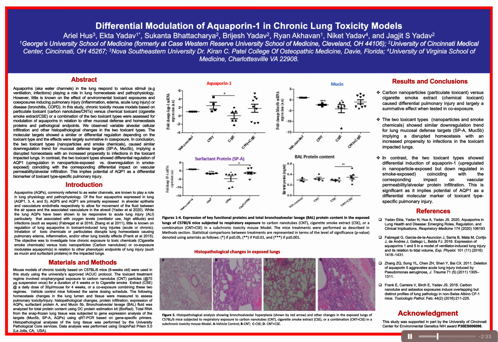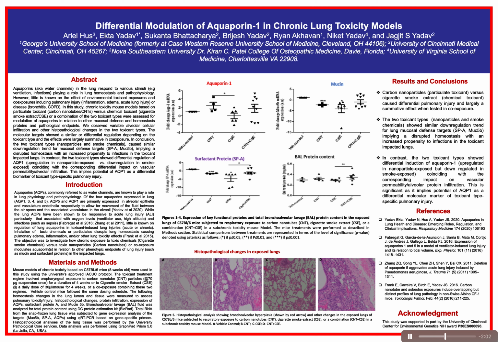Methods. Our study used a strain of C57BL/6 mice, which were exposed to either CNT, CSE, or a combination of both in a subchronic toxicity mouse model. The oropharyngeal exposure regimens in mice were designed to reflect real-world exposure. We assessed the expression of aquaporin 1, mucosal defense proteins SP-A and MUC5B, and markers of lung injury through techniques such as quantitative reverse transcription PCR and histopathological analysis.